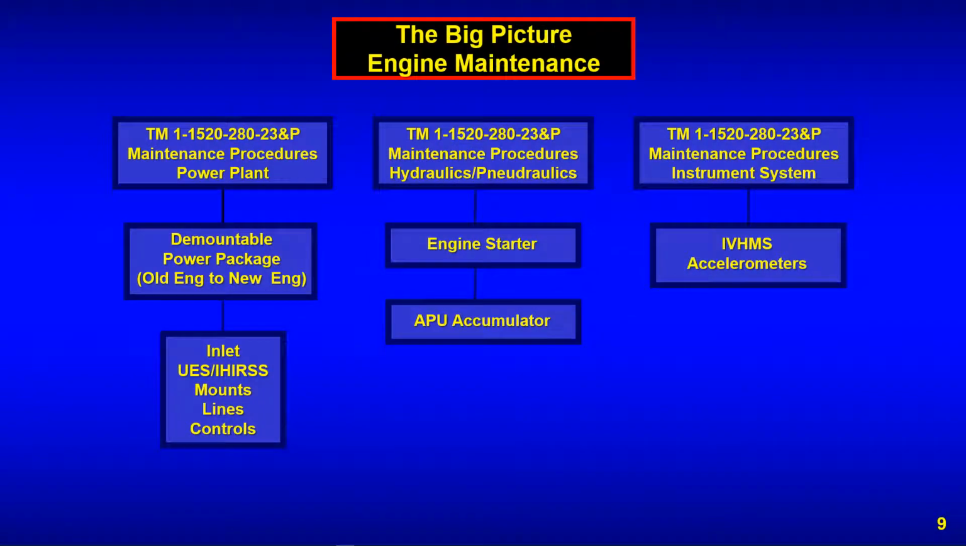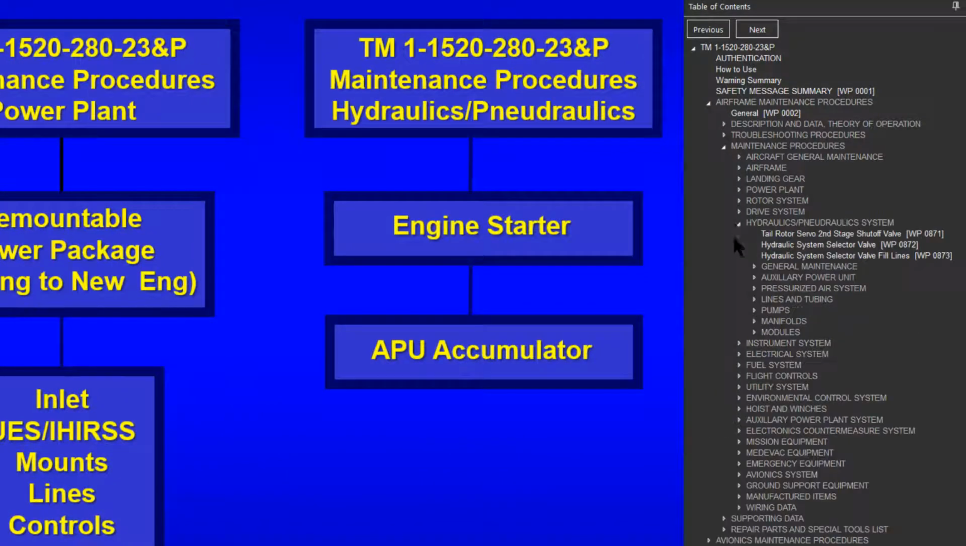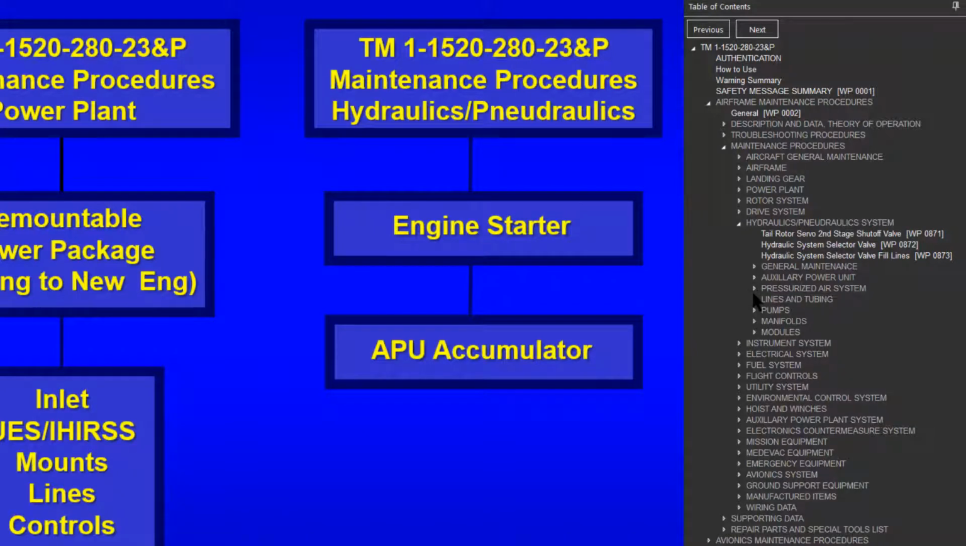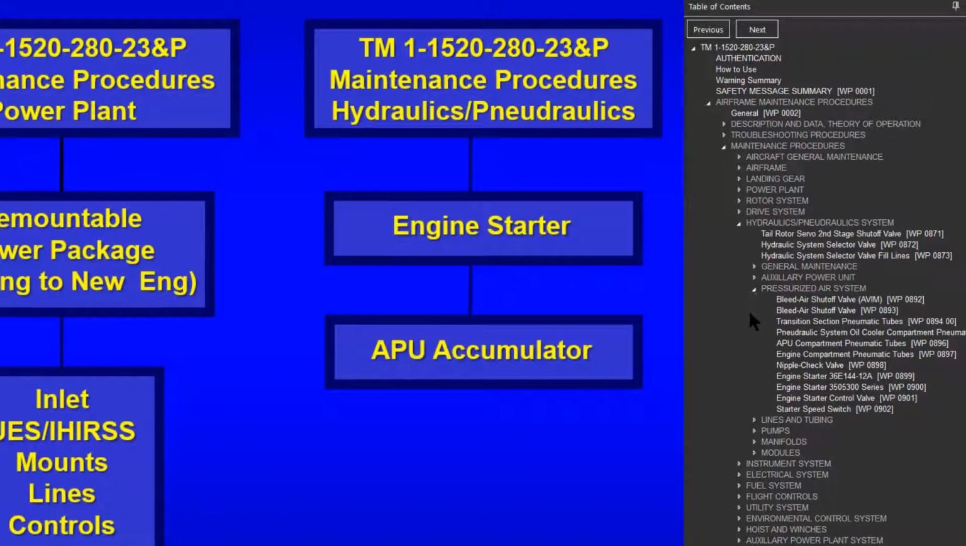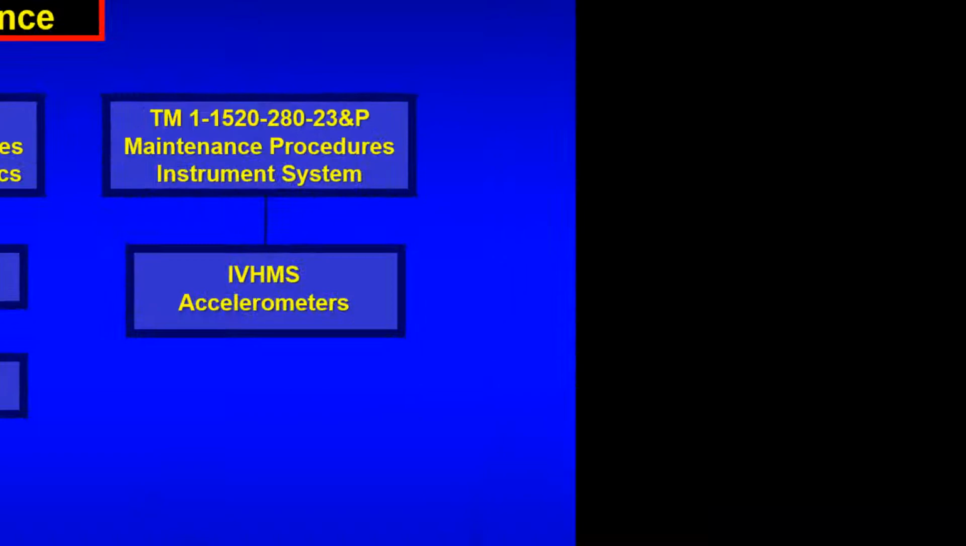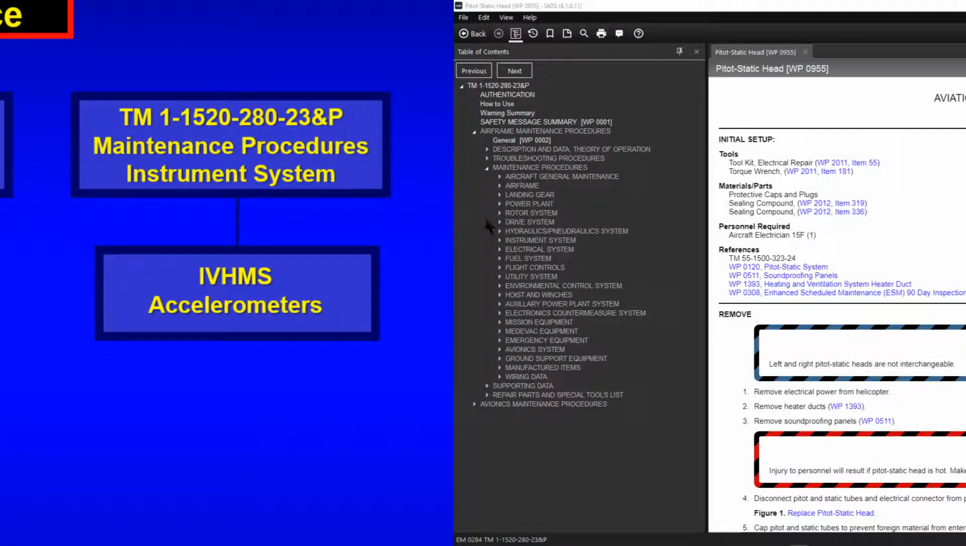In other sections, you're going to find the maintenance procedures for the engine starter and the APU accumulator, hydraulics, and hydraulics sections where those pieces are. And then in your instrument systems, you'll find the IVHMS.